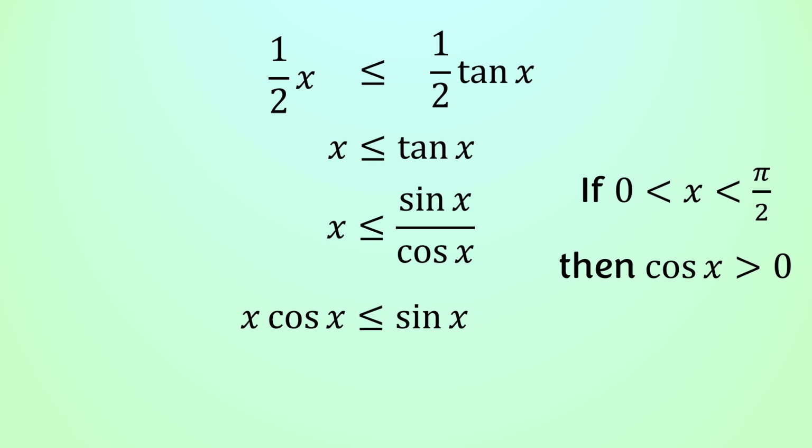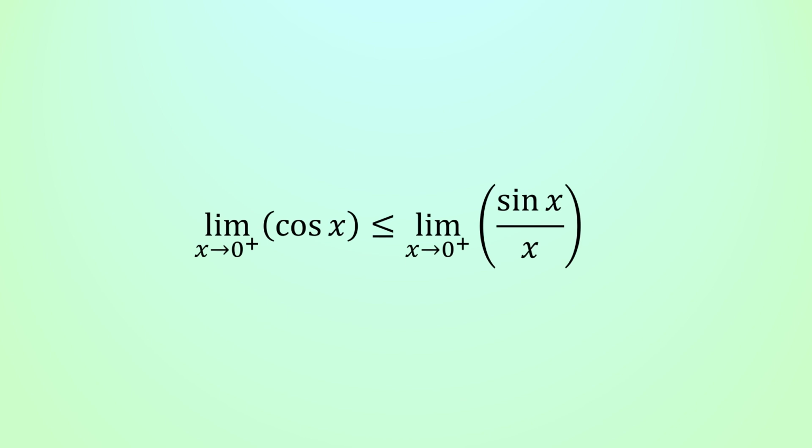We could then divide both sides by x because x is bigger than 0, as we already pointed out, meaning that therefore the limit of sine of x over x as x tends towards 0 from the positive side must be greater or equal to the limit of cos of x. So therefore we've got a lower bound. But what about an upper bound?